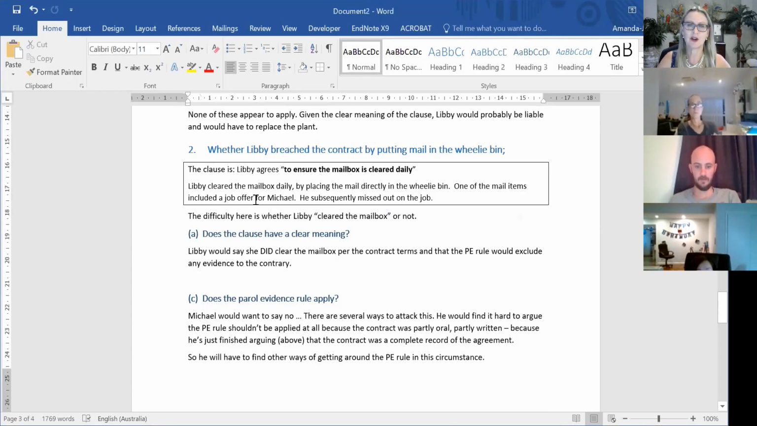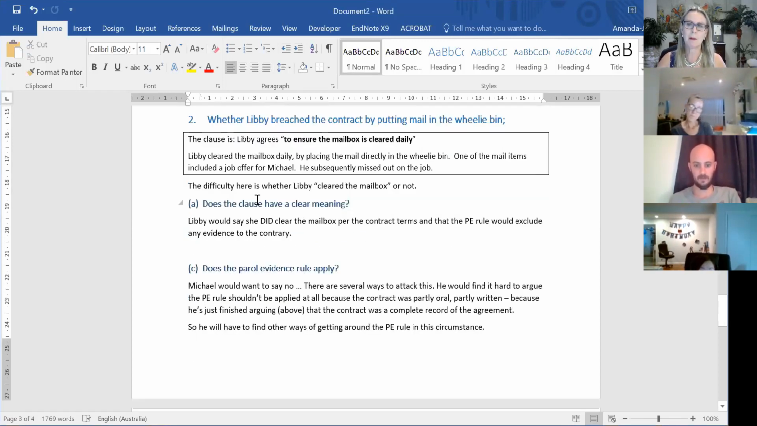Yep. Okay, so did Libby breach the contract by putting mail in the wheelie bin? Libby cleared the mailbox daily. She threw this job offer in the bin. He missed out on the job. Question: did she breach the contract by putting the mail in the wheelie bin? Putting aside for one moment the fact that tampering with mail is a federal offence anyway, we'll just ignore that whole issue.